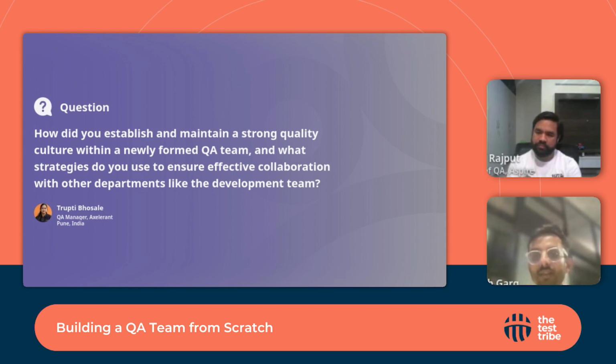They say teams have multiple stages: forming, storming, norming, performing. You form a team, they storm together, they come to normalization, and they start to perform. Within these stages, how do you build a strong quality culture, and what strategies do you use to ensure effective collaboration, especially with the dev team?